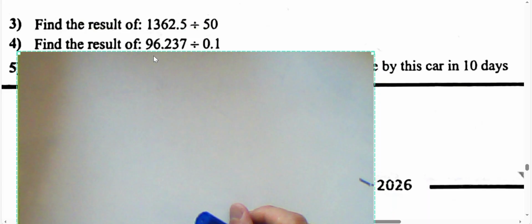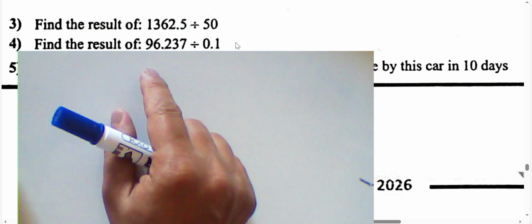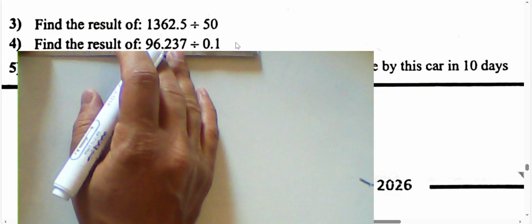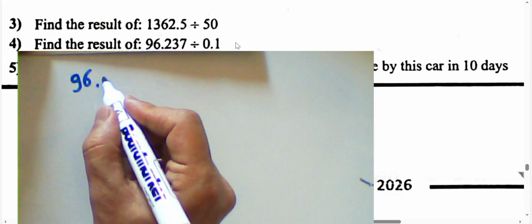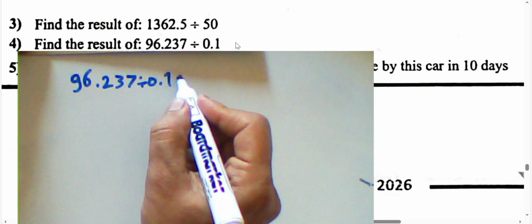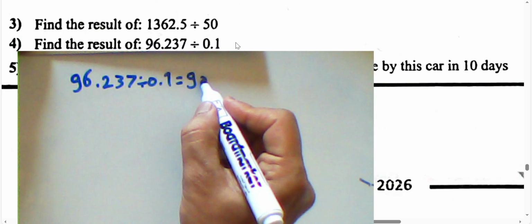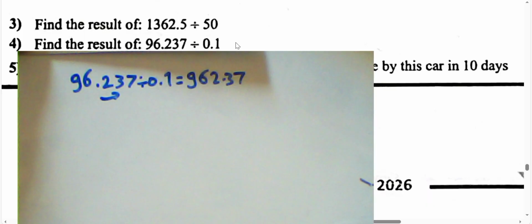Find the result. 96 and 237 divided by 1 tenth. It means multiply by 10. Move the point right hand side by 1 place. Write the answer. 96.237 divided by 1 tenth, meaning multiply by 10. Write 962.37. Move the point right hand side by 1 place.